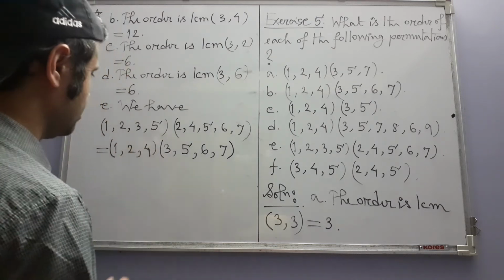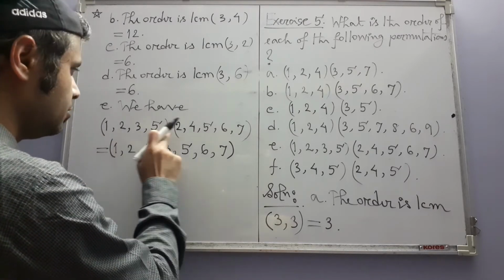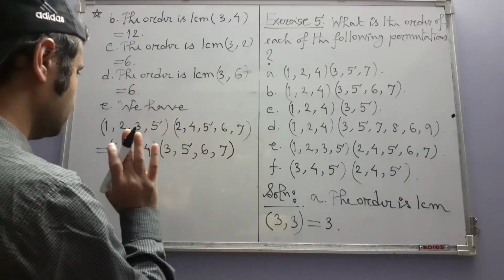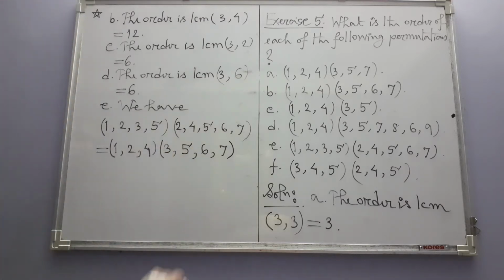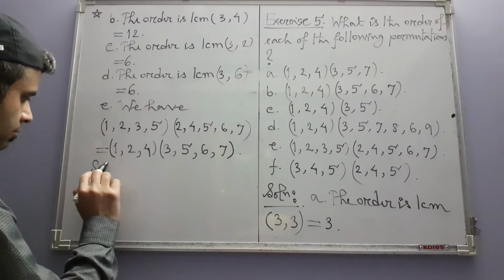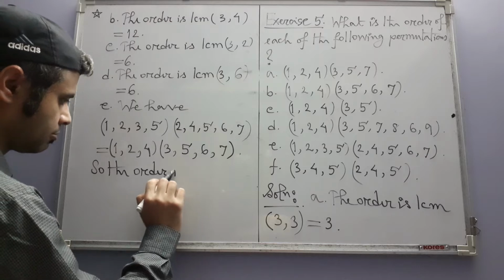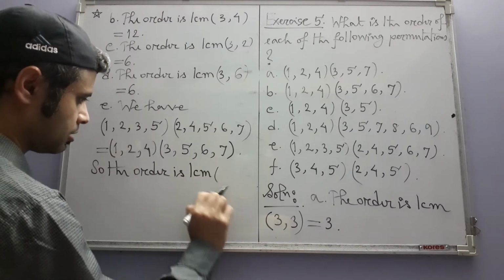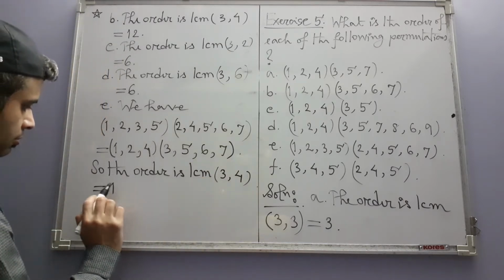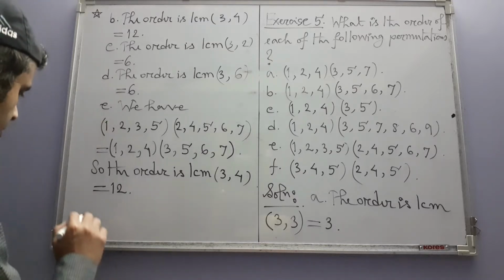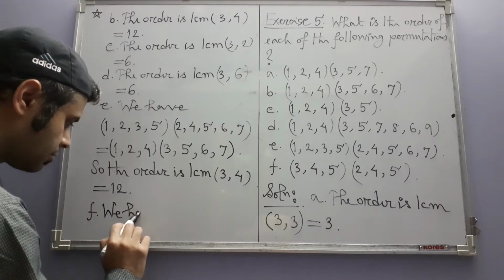Anyway, have I missed anything? That's what I want to make sure. What are the symbols? 1, 2, 3, 4, 5, 6, 7. That's all, no? Yes. So now these are disjoint. The order is the LCM of 3 and 4. So that is 12.